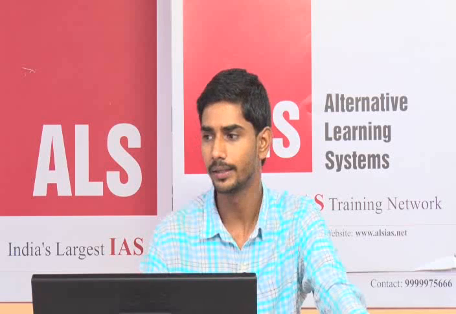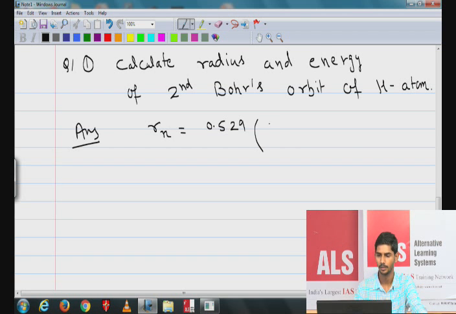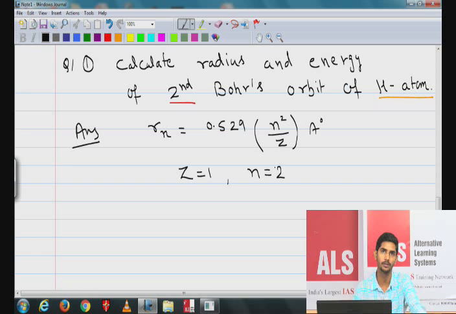Okay? So, this is the first question. This is quite simple. So, first of all, we have to calculate the radius. We know that the formula for the radius is 0.529 n square upon Z angstrom. Guys, look at this. Here, the atom is hydrogen. So, for hydrogen, Z will be 1 because the atomic number of hydrogen is 1. Now, here, they are talking about the second orbit. It means the value of n will be 2. Now, you have to just put these values and solve it.